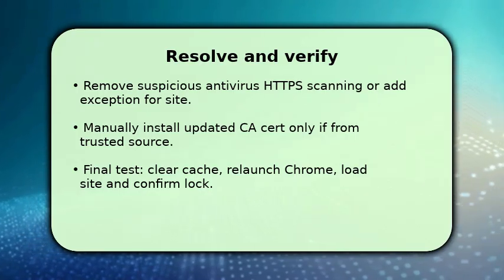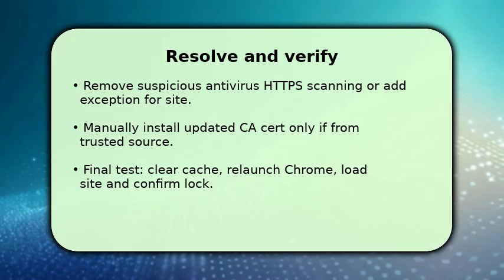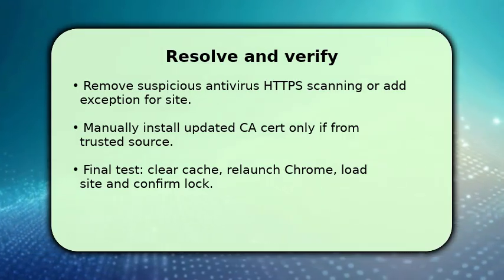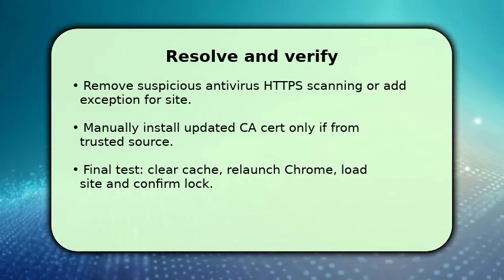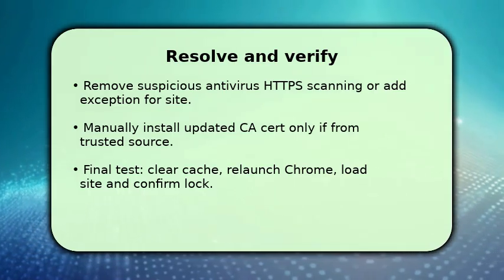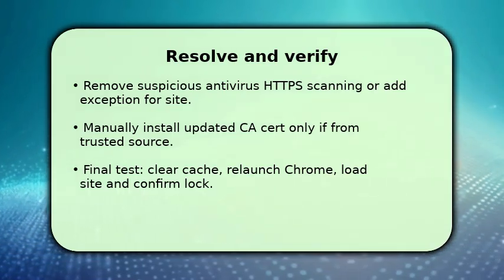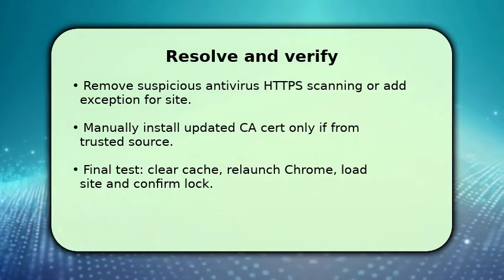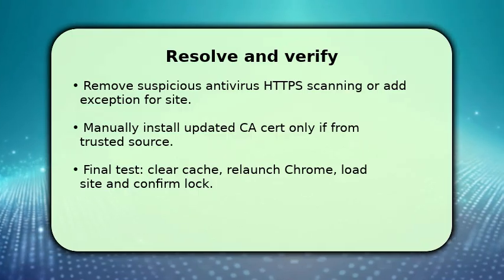If the site uses a private CA you trust, install its CA certificate into Windows Trusted Root, but only from a verified source. Finally, clear Chrome's cache, relaunch, and load the page. If you still see errors, reboot and try the troubleshooting tip. Test from another device to confirm whether the problem is local or server-side.